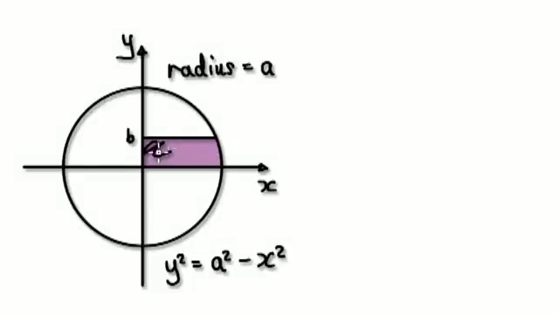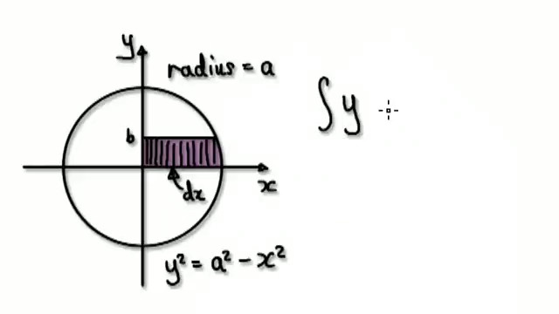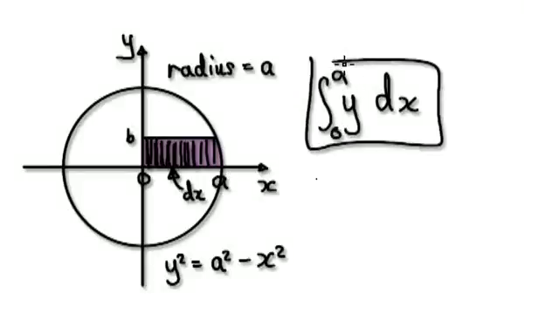To find out the area of this thing here, we could sum up all these slices. If you look at the thickness associated with this one particular slice, the thickness is dx. So one way of finding the area would be for us to sum up all the heights here. The height here would be y, and because we're moving in the x direction, we need dx, and we need to do it from 0 to the radius, which is a. So this is one way of finding out the area.